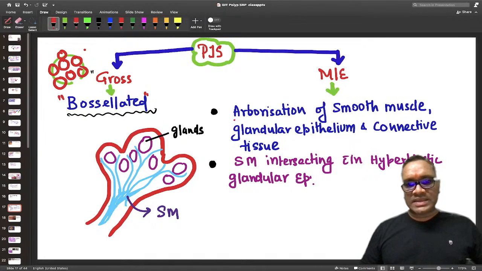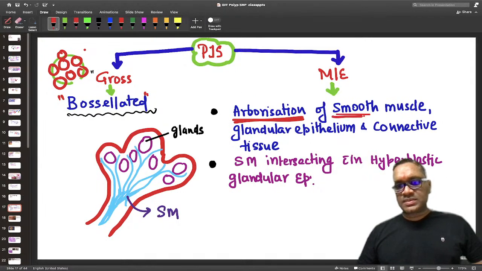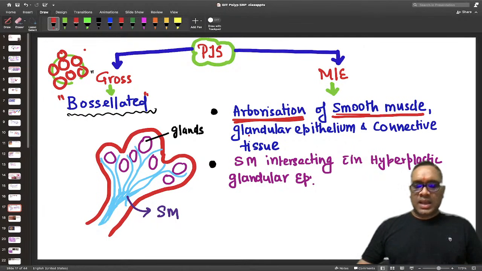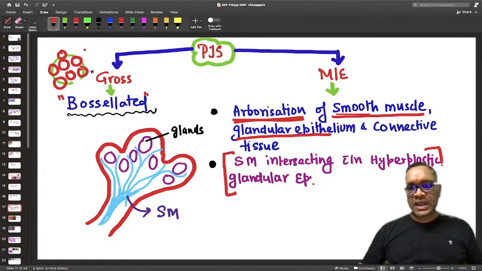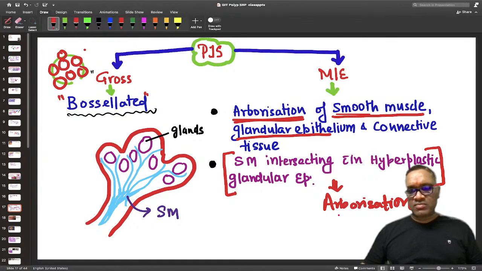And on microscopic examination, as I said, there will be arborization. In this arborization, what we are going to see is smooth muscles, and they are going to intersect the hyperplastic glandular epithelium. When smooth muscles intersect within the hyperplastic glandular epithelium, this is the reason for the arborization or Christmas tree appearance, right?